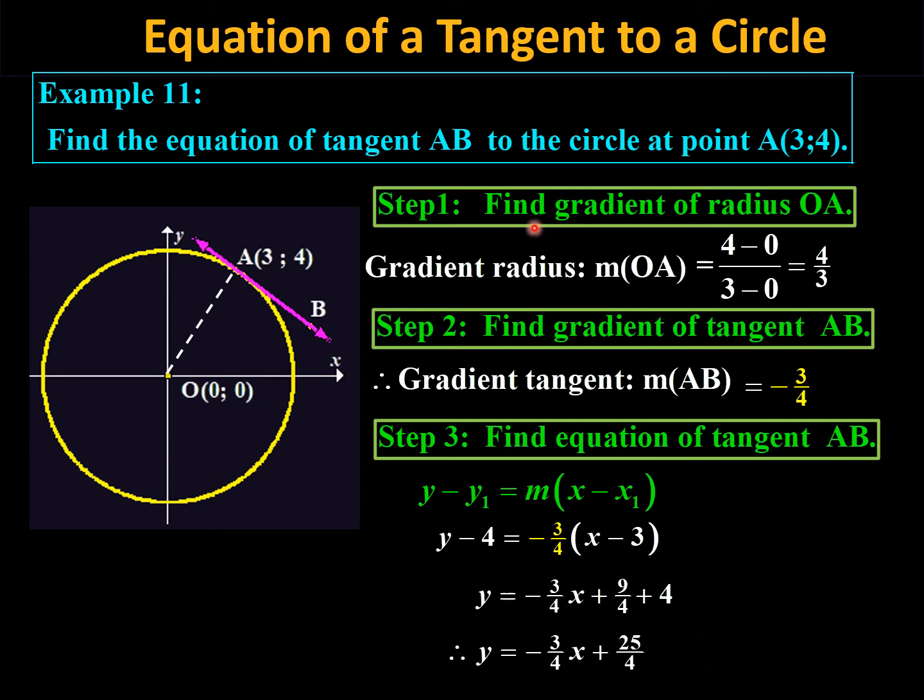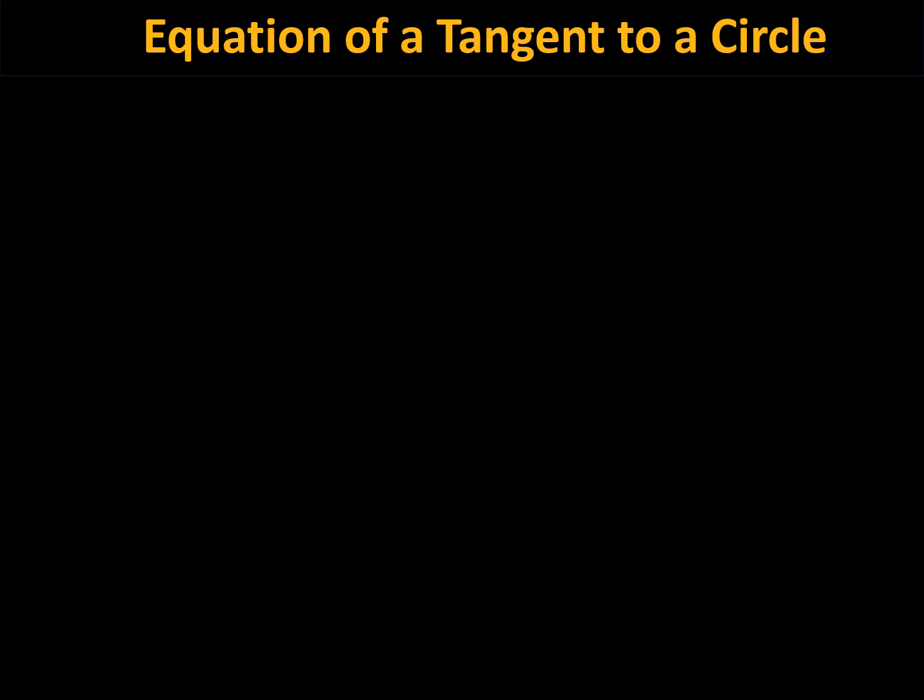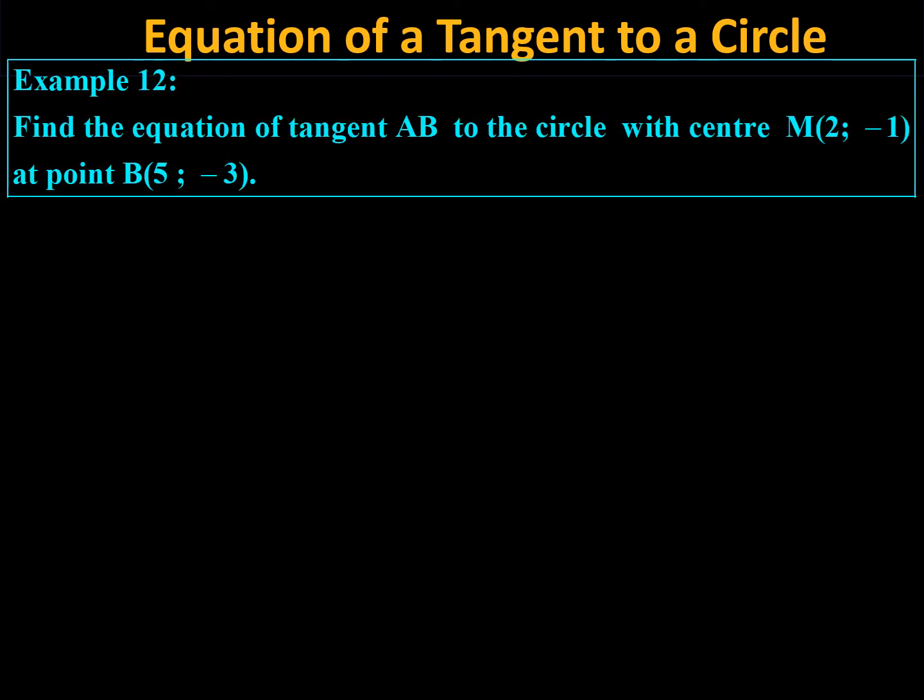So you find the gradient of the radius, you use that to find the gradient of the tangent, and then it's just substitution. That's a very basic procedure there. Now let's take an example of a circle where the origin is not the center.